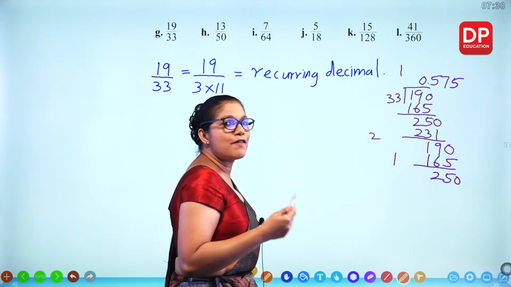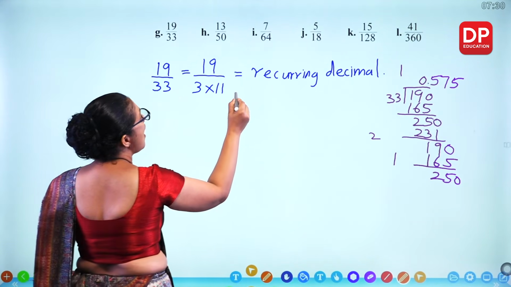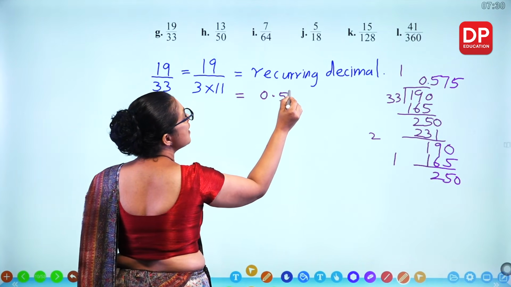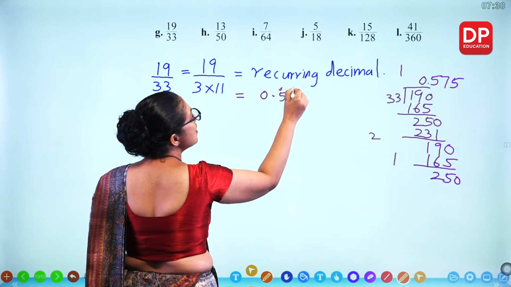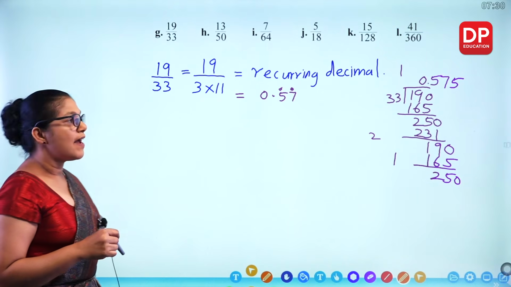So 5757. How can we write in concise form? I can write this as 0.57. Both are repeating, so I need to put 2 dots above 5 and 7.